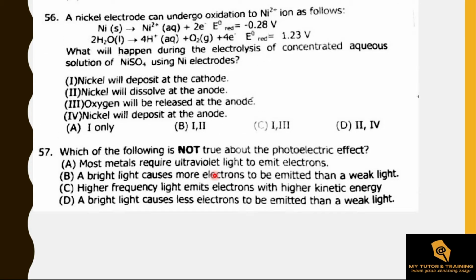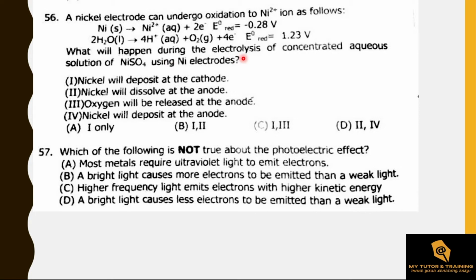Question number 56. The nickel electrode can undergo oxidation to Ni2 plus as follows. Ni solid goes to Ni2 plus aqueous plus 2 electrons, E naught reduction is negative 2.8 volt. And 2H2O liquid goes to 4H plus plus O2 plus 4 electrons, E naught reduction is 1.23 volt.